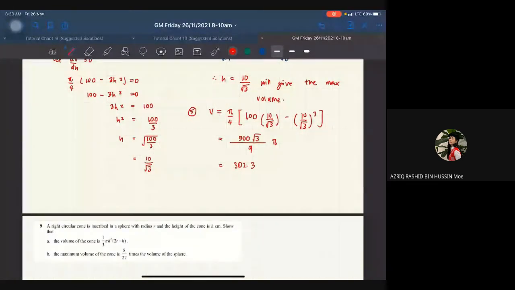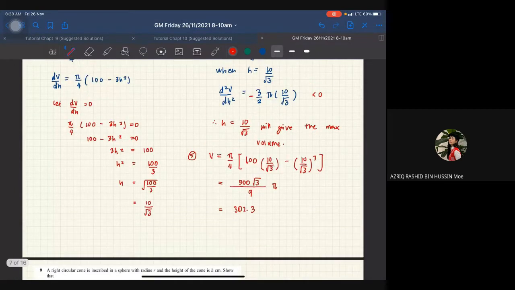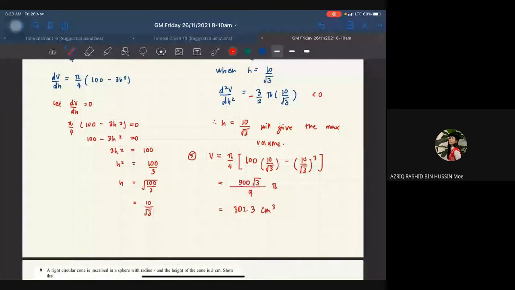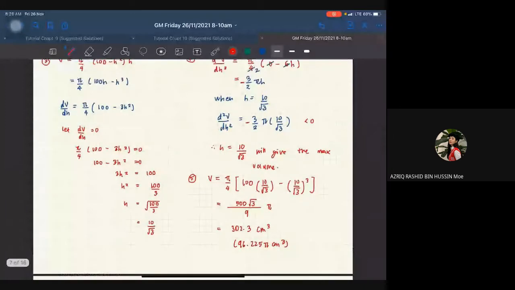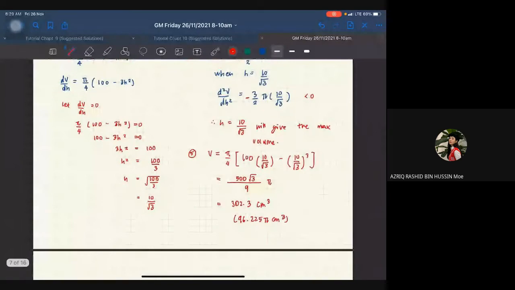So kalau dalam pi, I think jawapan dia adalah 96.225 pi. Okay, so sama je. Okay, ada soalan tak? Tiada. Okay, good. Alright, so kalau tak ada soalan, saya sambung dekat bahagian C.